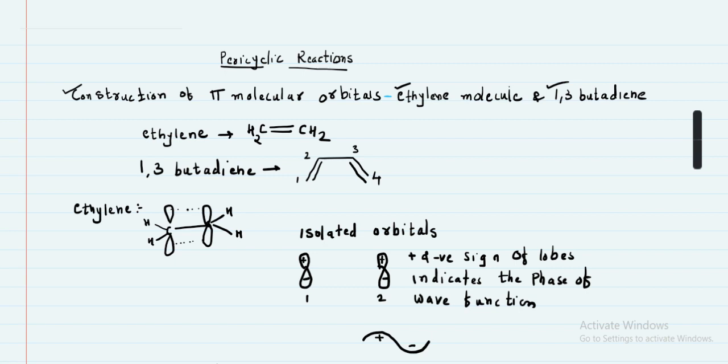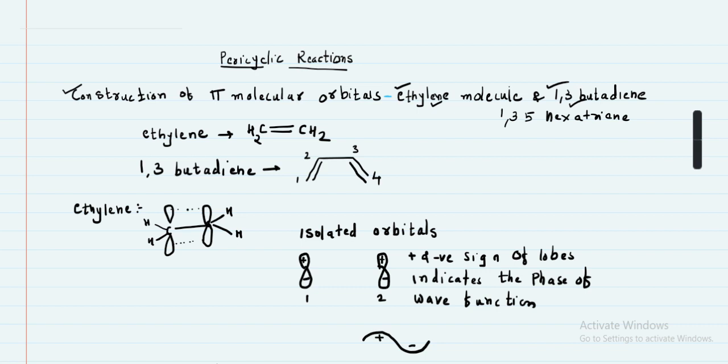Dear students, today we will discuss the construction of pi molecular orbitals of ethylene molecule, 1,3-butadiene, and also 1,3,5-hexatriene molecule. This construction of pi orbitals is very important for explaining pericyclic reactions by using some theories. Therefore, it is necessary to know how to construct the pi orbitals of the molecule.